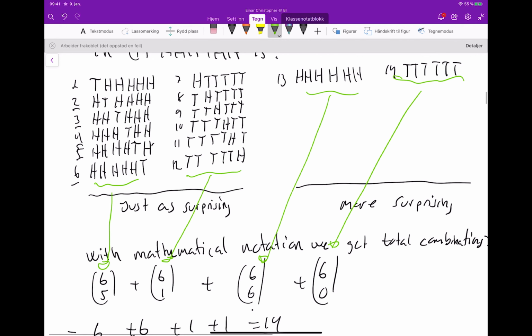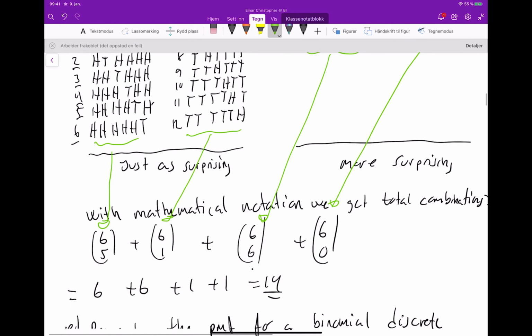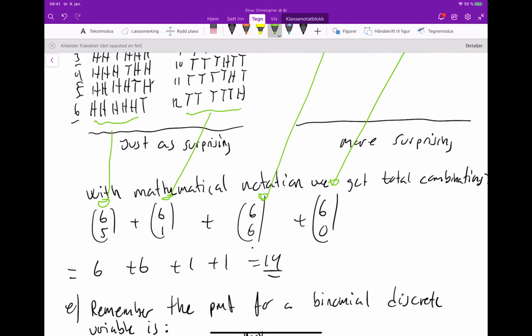So, with mathematical notation, we got total combinations 6 over 5 plus 6 over 1 plus 6 over 6 plus 6 over 0, which is equal to 6 plus 6 plus 1 plus 1, which is equal to 14 possible sequences.